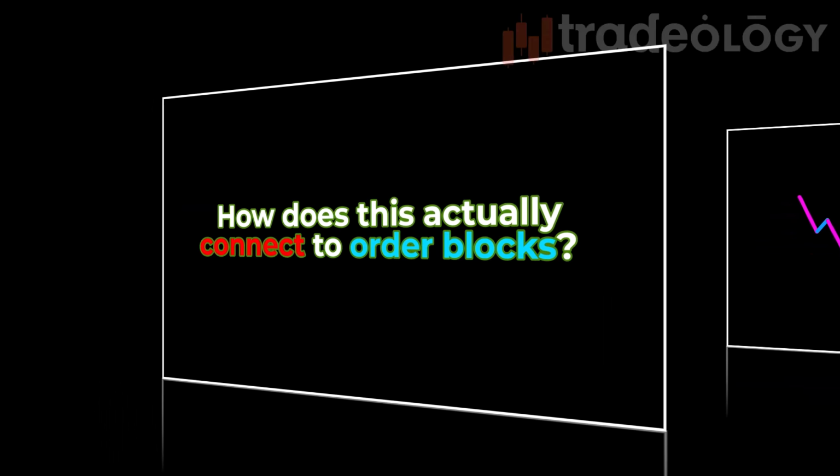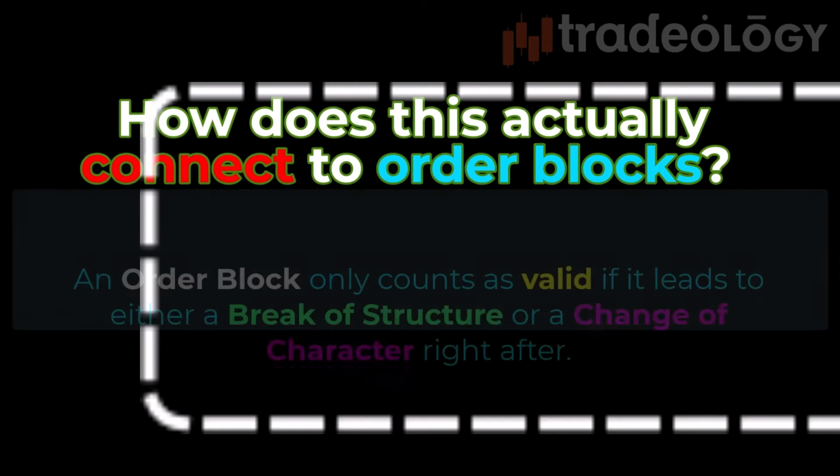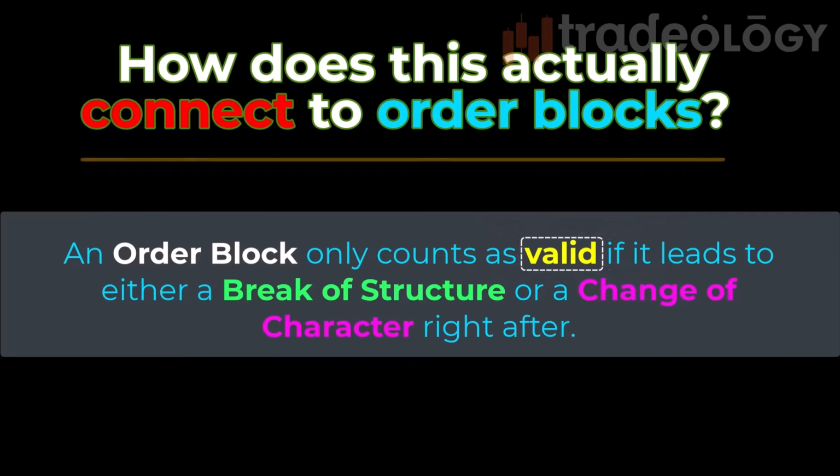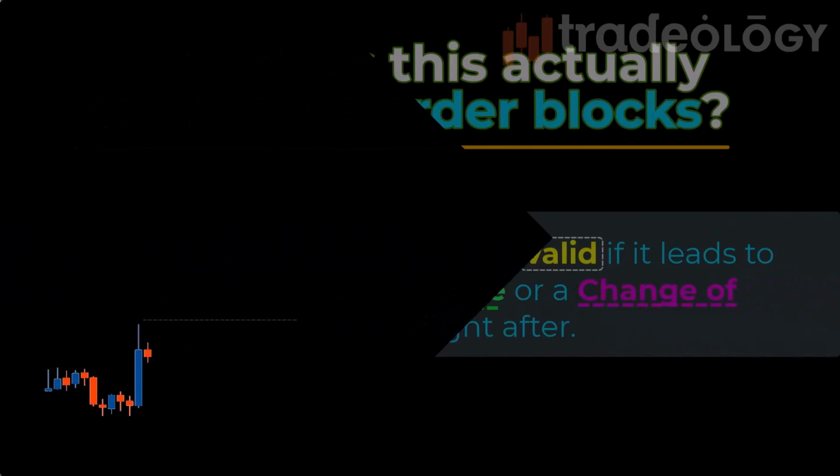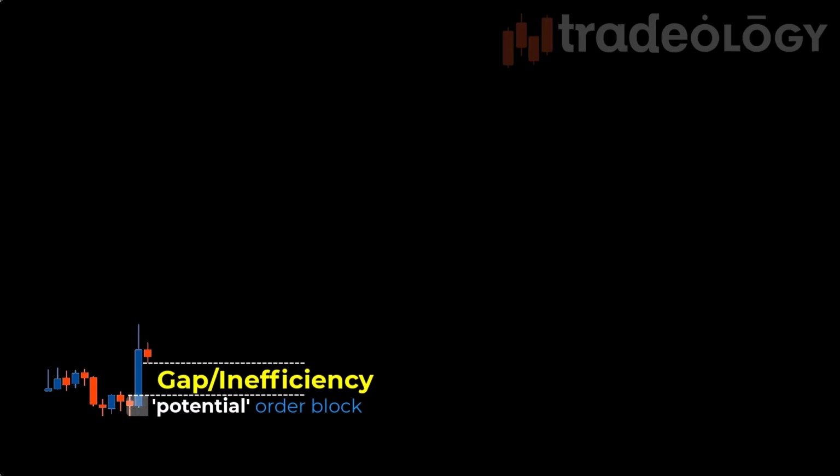So how does this actually connect to order blocks? Simple. An order block only counts as valid if it leads to either a break of structure or a change of character right after. Check this out. On this chart, we see a massive upward move with a gap, also called inefficiency, which hints at a possible order block. But here's the catch. You can't just mark it right away.